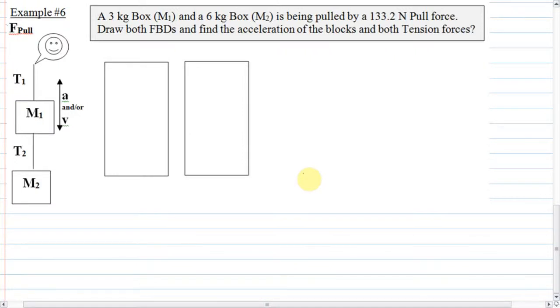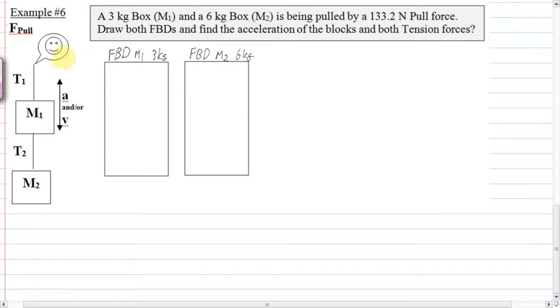Okay, we're going to do example number 6. A 3 kilogram box. So we'll start on the free body diagrams. FBD. That's M1, and it's 3 kilograms. And a 6 kilogram box. So the free body diagram, M2 is 6 kilograms, being pulled by a 133.2 newton pull force. And we'll draw both free body diagrams, find the acceleration and both tensions.